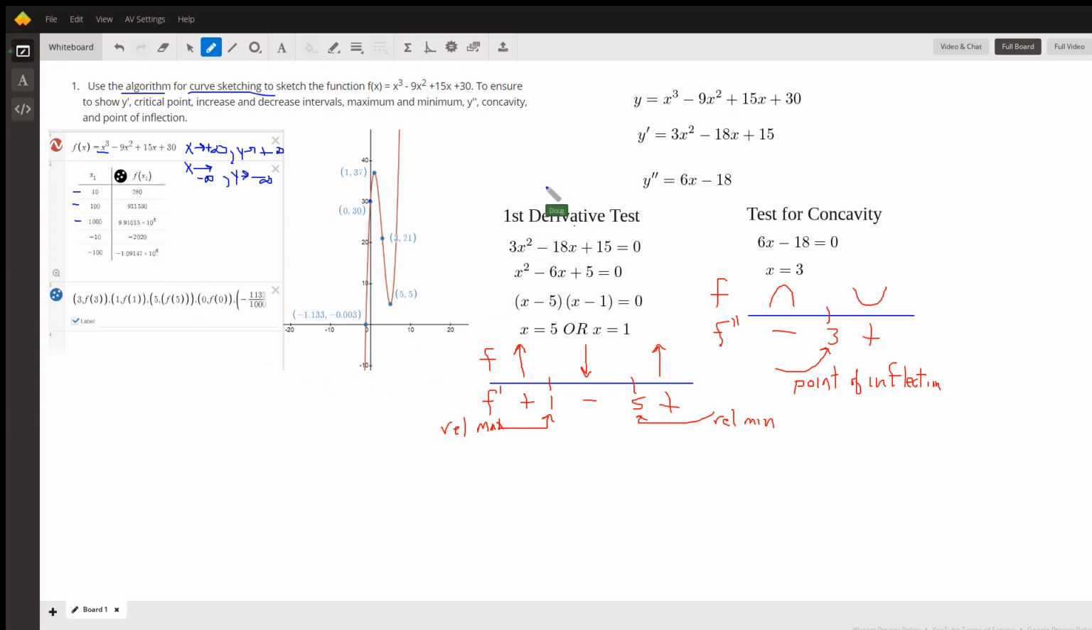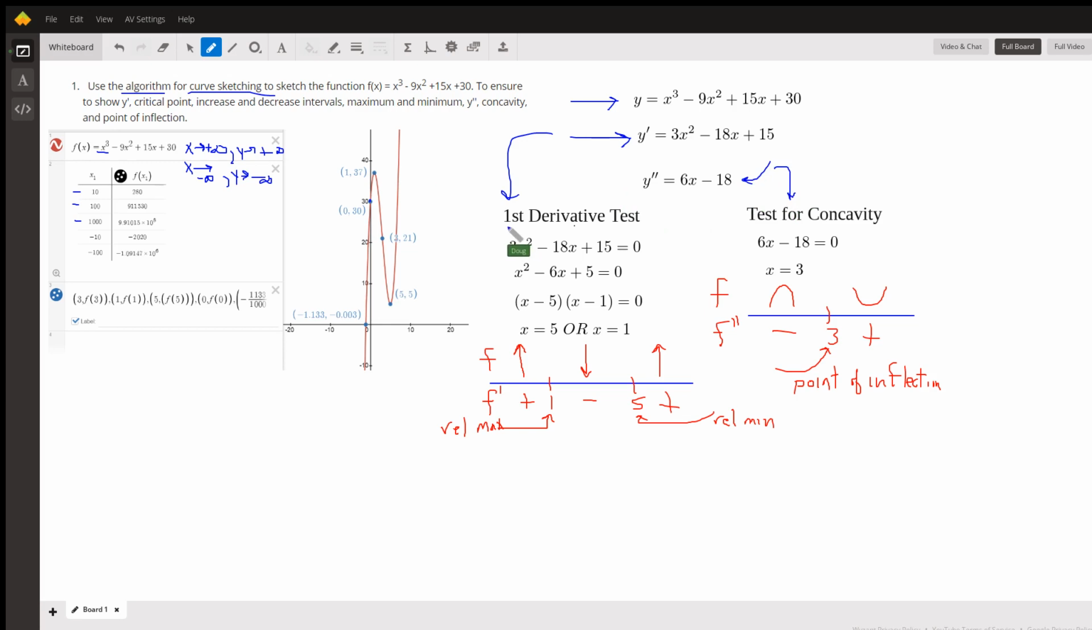Now, as far as using y prime and y double prime to find critical points, increase, decrease intervals, that's what we're showing over here. So here's the original function. Here's the first derivative, which we will take over here to employ the first derivative test. And here's y double prime, which we will use in the test for concavity.